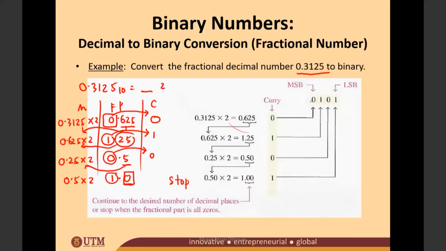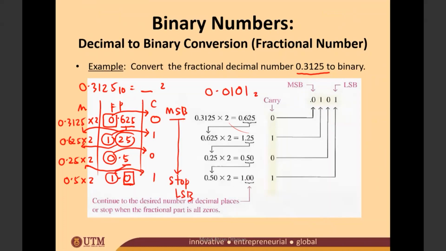So macam mana nak form dia punya what we call here the binary numbers. So this is the MSB. The first carry become MSB and this is your LSB. So dia akan dapat 0.0101 base 2.